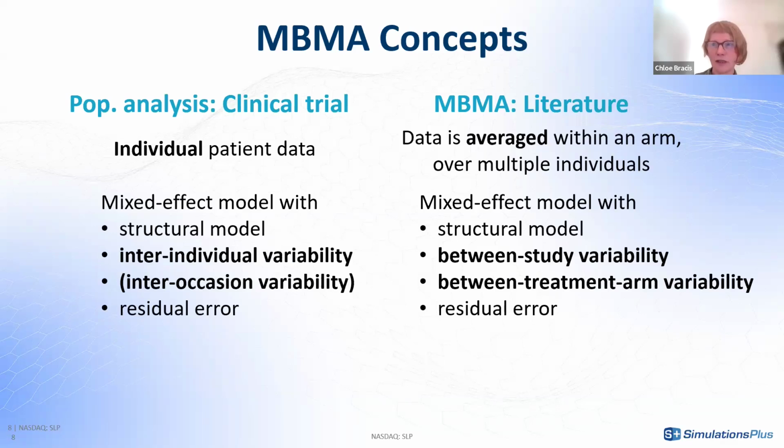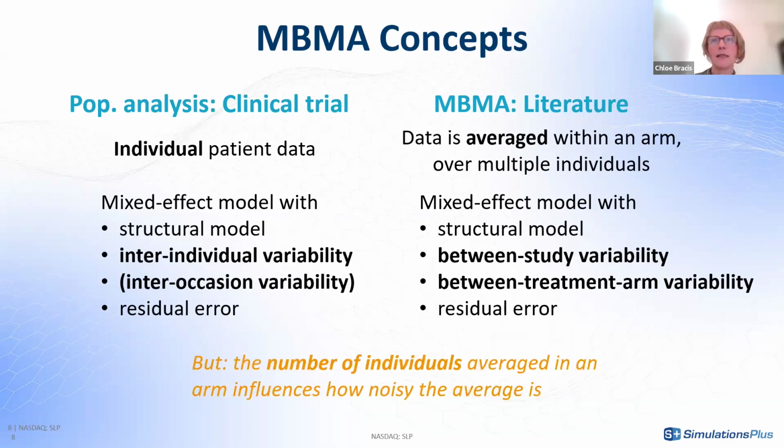Finally, in both cases, we have residual error, but this is a little bit different because in the case of our MBMA, remember, we're averaging our individuals over an arm, and so the number of individuals is going to have an effect on how noisy that average is. So let's go into a little bit more detail about these different sources of variability.